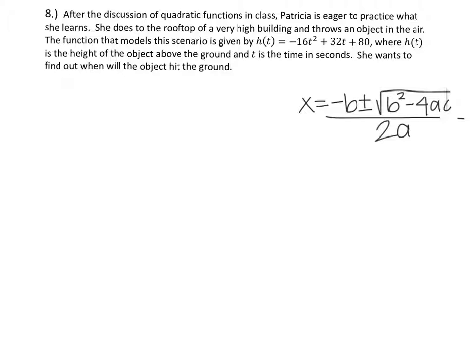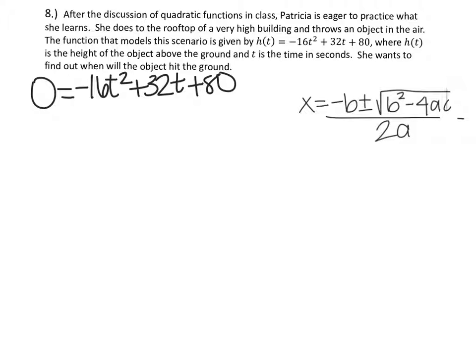She wants to find out when the object will hit the ground. Well, when the object hits the ground, the height is 0. So we're going to start by replacing h(t) with 0. So that'll be 0 = -16t^2 + 32t + 80.